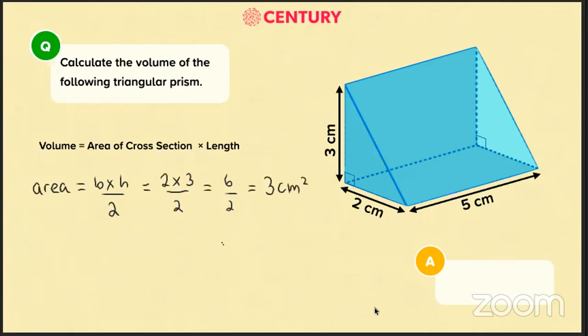Okay, so that's the first step done. I found the area of the cross section. Now I just need to multiply it by the length, and that will give me the volume. So volume will be equal to 3 centimeters squared. That's the area, times the length, 5 centimeters, and that will give me 15, let's write it straight in the answer box, 15 centimeters cubed. So that is our first example out the way. Nice and straightforward, area of the cross section multiplied by the length, and that gives us the volume.